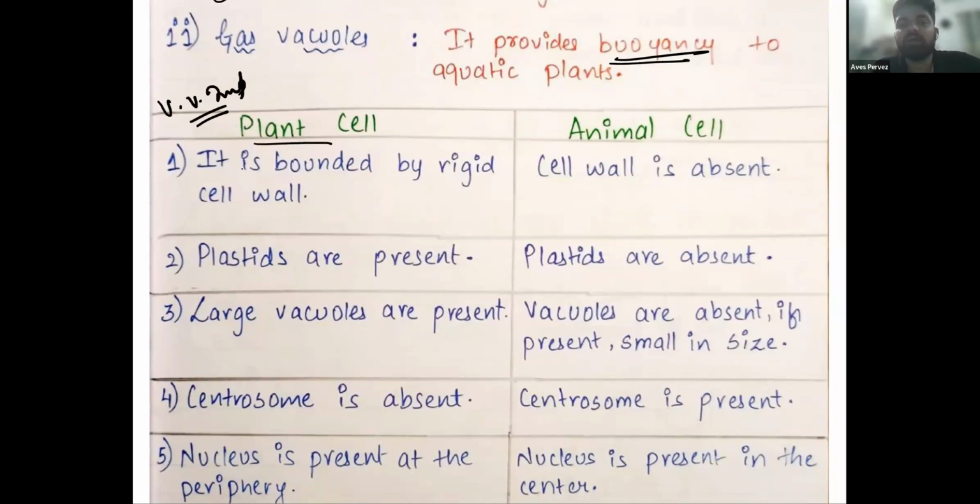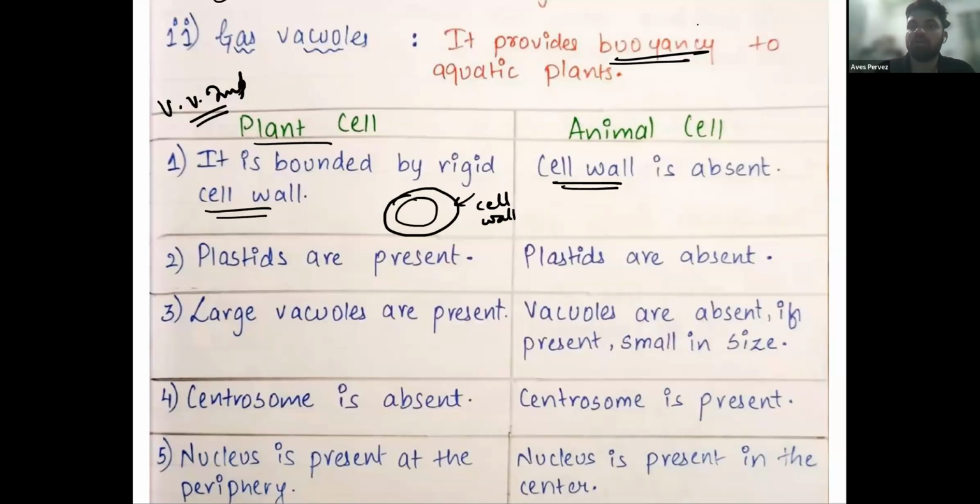You know that the plant cell is bounded by a rigid cell wall. The plant cell first has a cell membrane, or plasma membrane, and after it is the cell wall. Got it? And in animal cells, the cell wall is absent. You understood? In animal cells, the cell wall is absent. Okay, now moving to the next part.